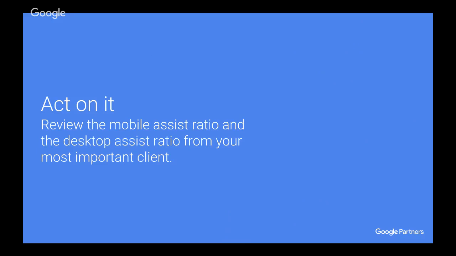As we've been saying consistently during this live stream, you could have all the data, all the information, but you need to act on it. Therefore, review the mobile assist ratio and the desktop assist ratio from your most important client. Once you have that, interpret it and make sure that you can implement useful actions to take benefit from the insights that you're obtaining.